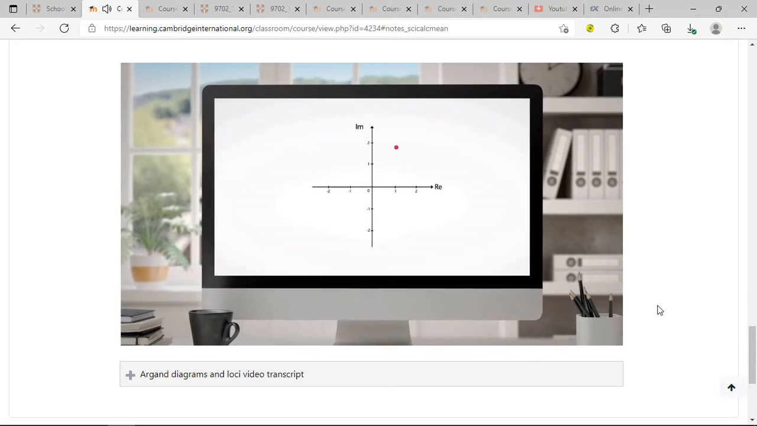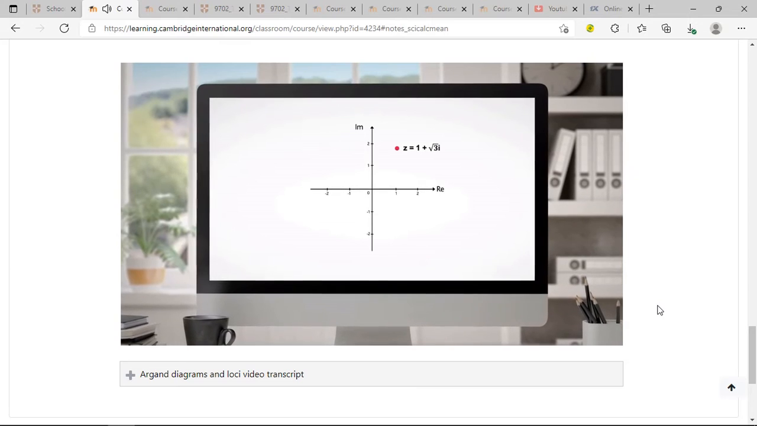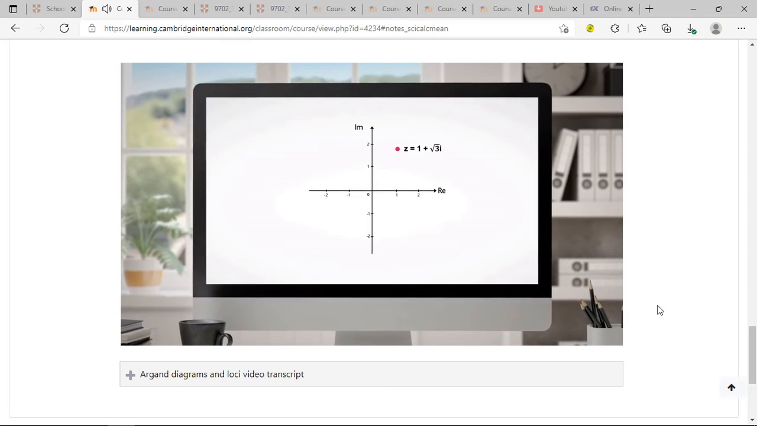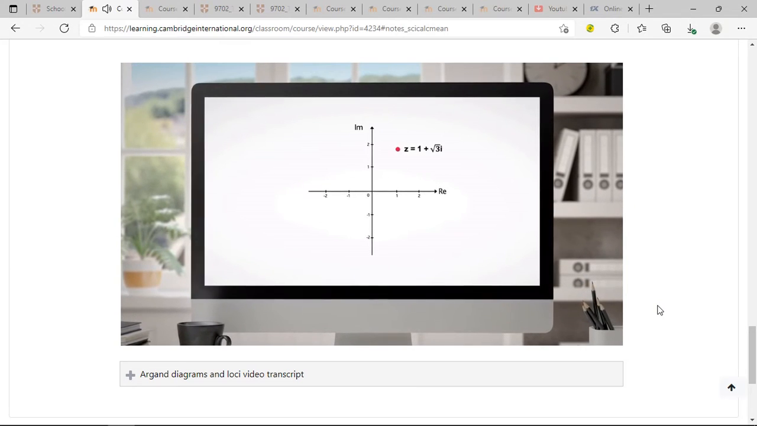Let's plot the complex number z equals 1 plus the square root of 3i. It's just like plotting the point with coordinates 1 and the square root of 3 on the Cartesian grid. You could also plot the number as the position vector (1, square root of 3).